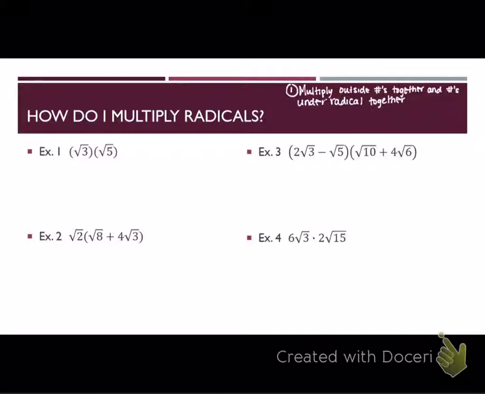All right. So multiply outside numbers together and the numbers underneath the radical, and then do the factor tree to simplify.